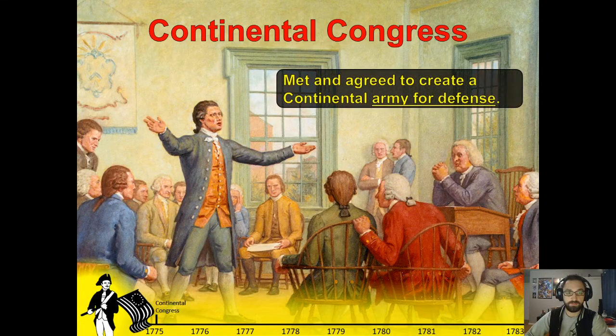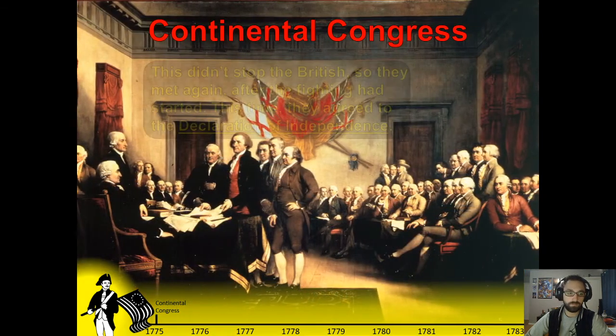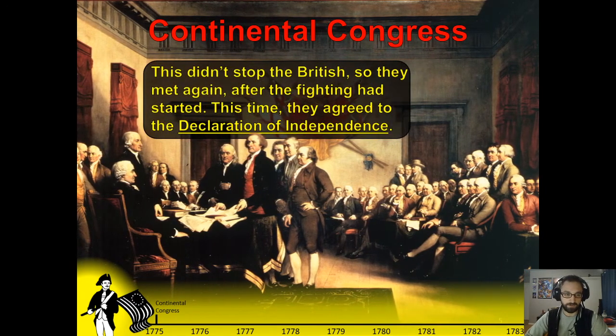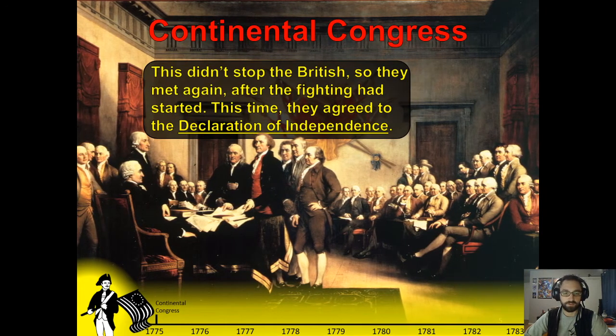Then, in 1775, they meet again, and they agree that they need to create a continental army. And the idea is just to create this army for defense. It's not to attack the British, it's just for defense. And they think that hopefully, if the British see that they now have an army, they'll be like, okay, fine, you can protect yourselves. But that's not what ends up happening, as we know. So this doesn't stop the British. The British aren't afraid of this new Continental Army that the Congress formed.